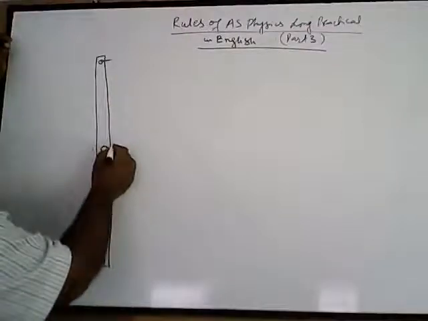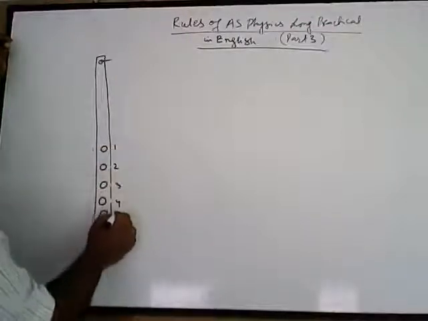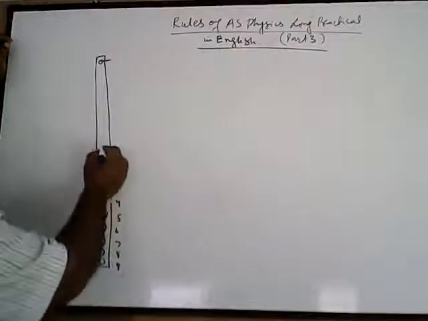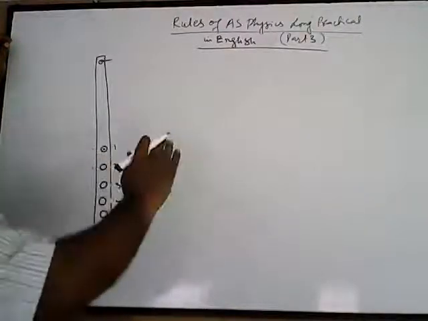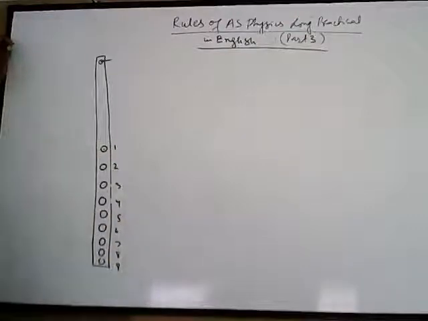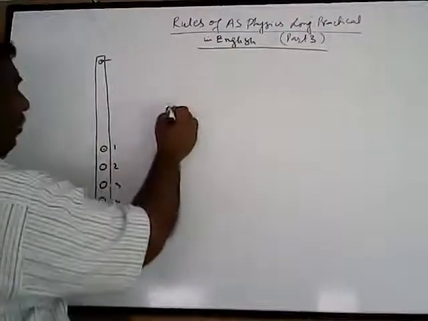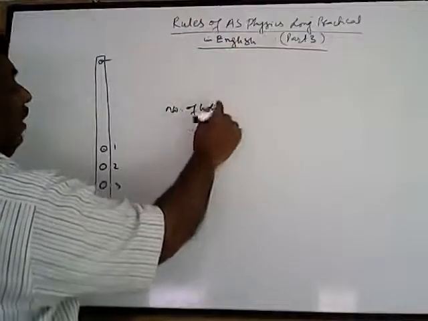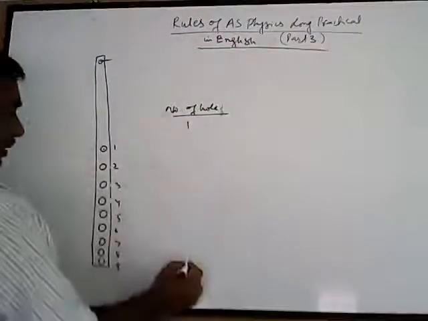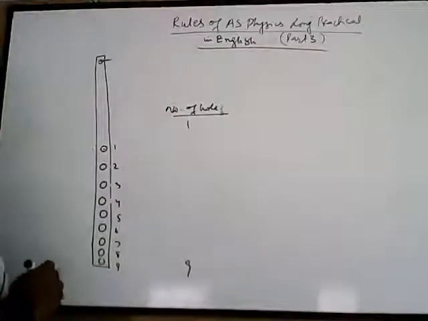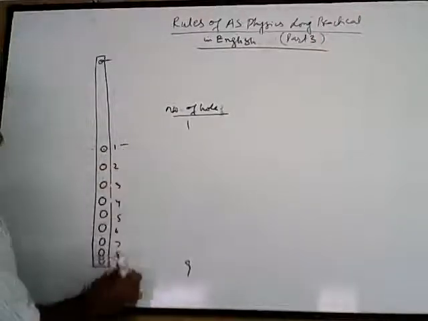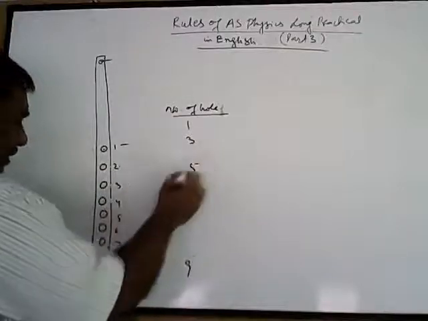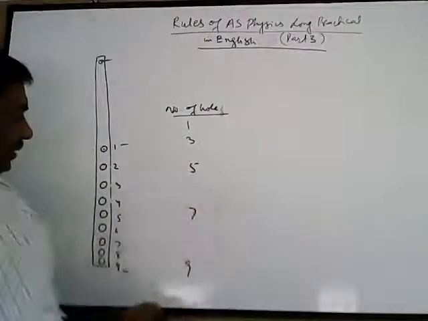Suppose I am taking the number of holes, 1 to 9. He says attach this mass here and oscillate it. Which holes will you be taking? I will take the first and last, 9. Then the rule is, I will leave 2, use 3, then 5, then 7. 1, 3, 5, 7.